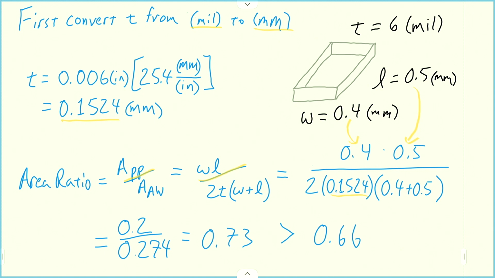That gives a numerator of 0.2 divided by a denominator of 0.274 for a final result of 0.73. And 0.73 is greater than 0.66, so this aperture passes the area ratio rule.